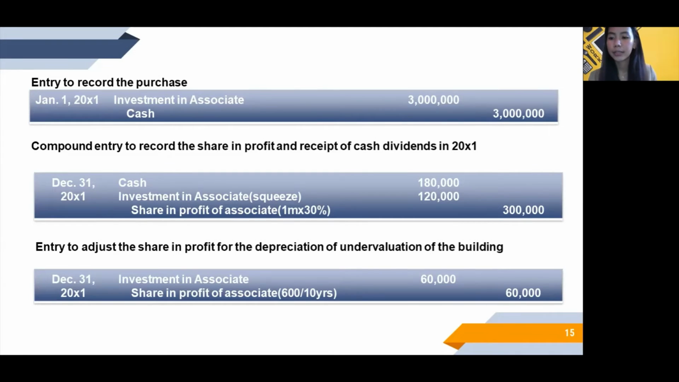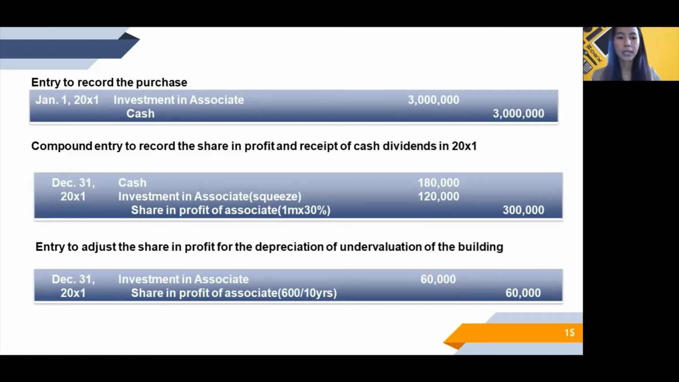So the next entry is the compound entry to record the share in profit and receipt of cash dividends in 20X1. On December 31, 20X1, we debit cash amounting to 180,000 pesos, which is computed as the 600,000 cash dividends multiplied by the 30% interest. Next, we credit share in profit of the associate of 300,000, computed by multiplying the 30% by the 1 million profit, and the difference is also a debit to investment in associate of 120,000 pesos.